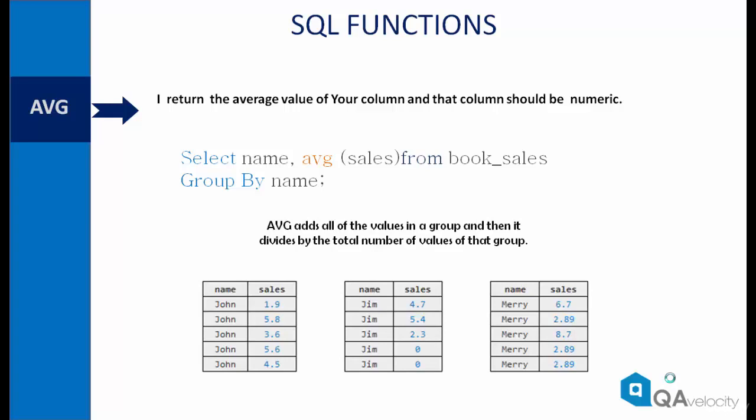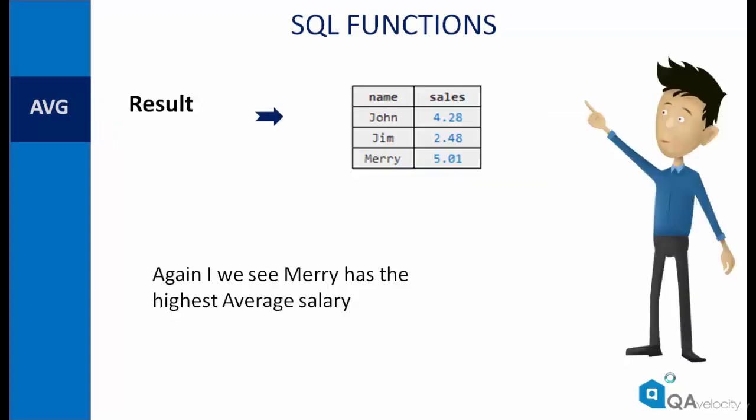Now, the first thing this query will do is group the sales result by each person, John, Jim and Mary, and then divide by the total number of values in that group. Let's say if we talk about John's group, then it will sum all the values of John's sales and divide it by 5, because there are 5 values in John's sales result. So the final result would be 4.28 for John, 2.48 for Jim and 5.01 for Mary.